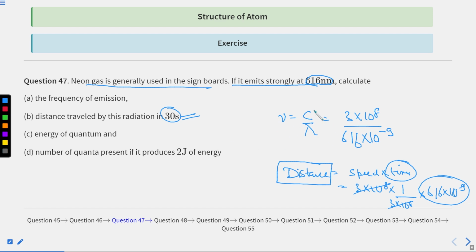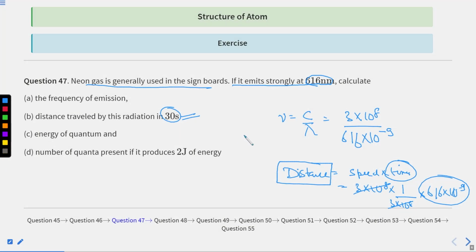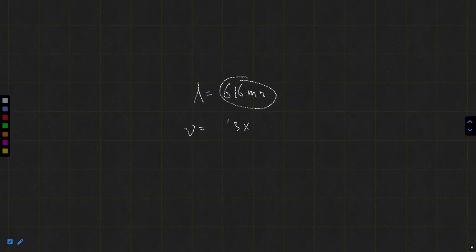So let us do it. The wavelength is given as 616 nanometer. Frequency means in 1 second, this much number of 616 are completed. That is the frequency. If you calculate it from here, 3 into 10 to the power 8 by 616 into 10 to the power minus 9. This is the frequency.